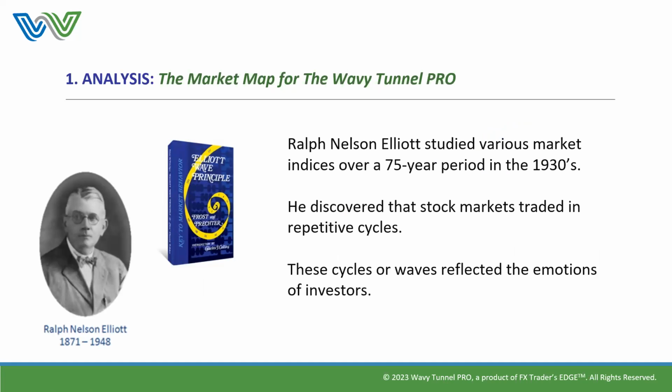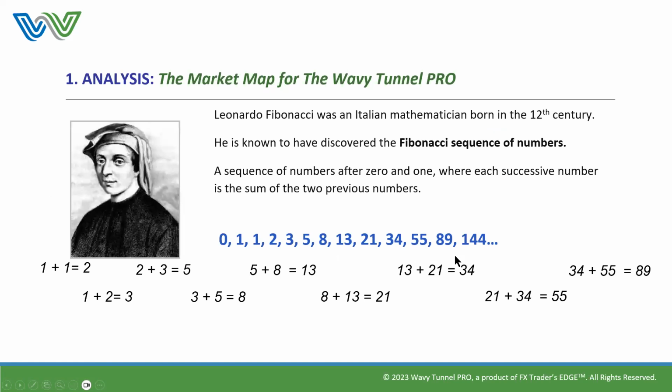So Ralph Nelson Elliott, I'm sure you've heard a lot about him this week, studied various market indices over a 75-year period in the 1930s, and that was before the markets and the data were automated. He poured through thousands of stock market data while he was bedridden, and he discovered that stock markets traded in repetitive cycles, and that these cycles or waves reflected the emotions of investors. And that's what we follow today.